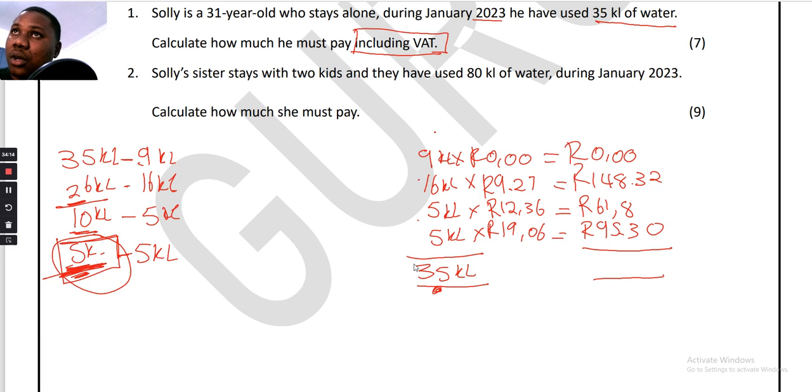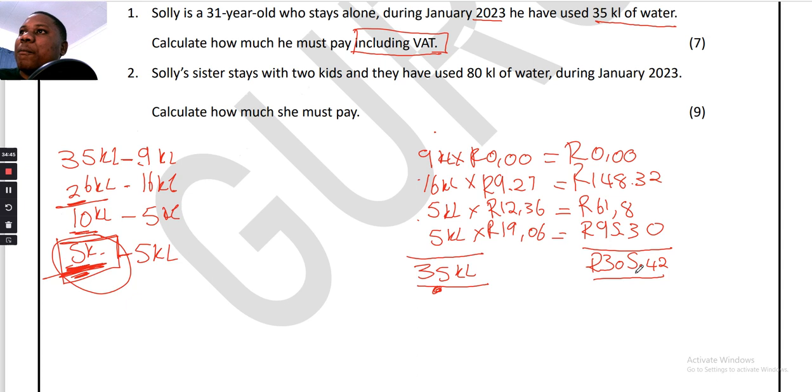148.32 plus 61.8 plus 95.30. Can that get to 300? Yes, it is. So I'm getting 305 rand 42 cent. That's what I'm getting.